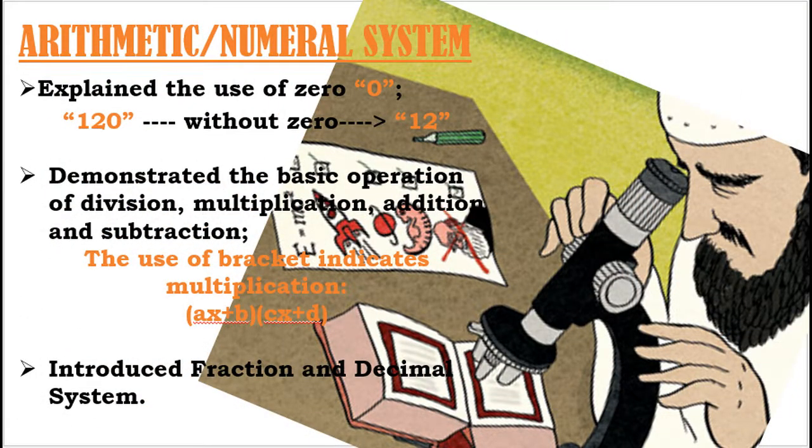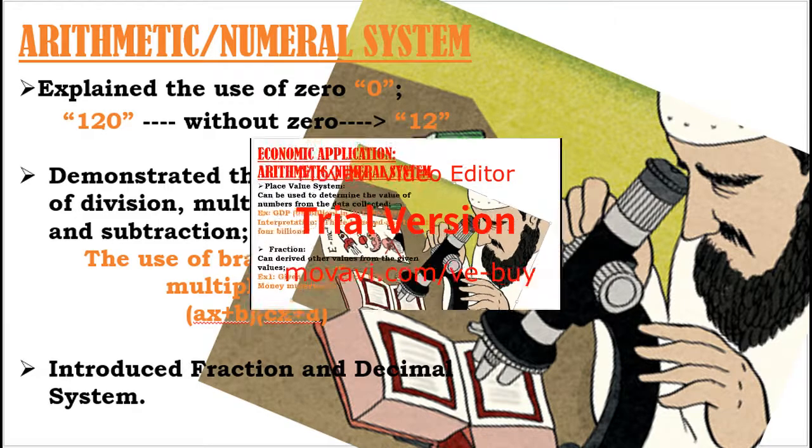Besides, he also explained the use of zero in writing numbers in mathematics and demonstrated basic operations such as the use of brackets that indicate multiplication, and he introduced the fraction and decimal system.